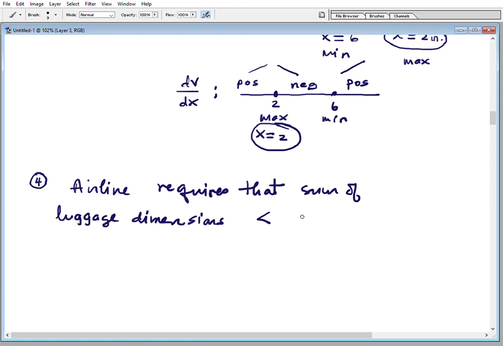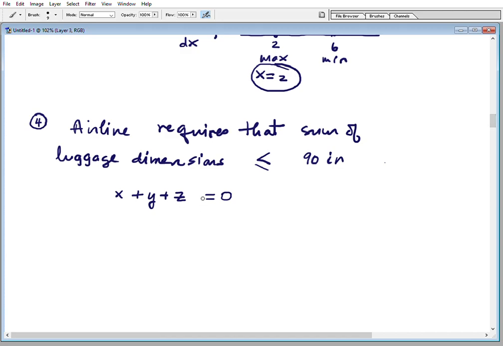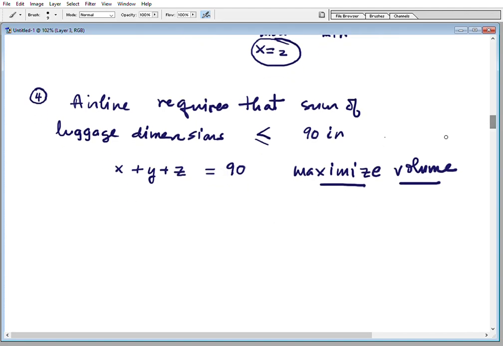I'm going to do 90 inches. So let's say x plus y plus z should be less than or equal to 90. If the airline says that, then let's say we want the largest suitcase possible. So let's say we need this equal to 90. X plus y plus z equals 90. And we want to maximize volume. That's what we really care about, maximizing volume, because we want to take a lot on the airplane.